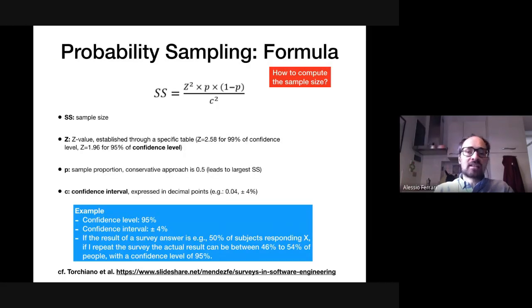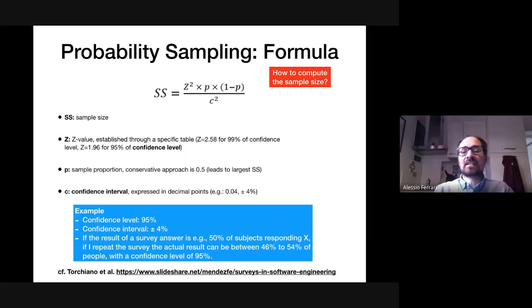And let's go directly to how to compute the sample. I am not giving you all the theory behind this. You have to take it as a magic formula, but it gives you an indication on how to compute the sample size. SS is sample size. Z is related to the confidence level that you want to have. You remember this from our experiment. So how confident you want to be in your results.